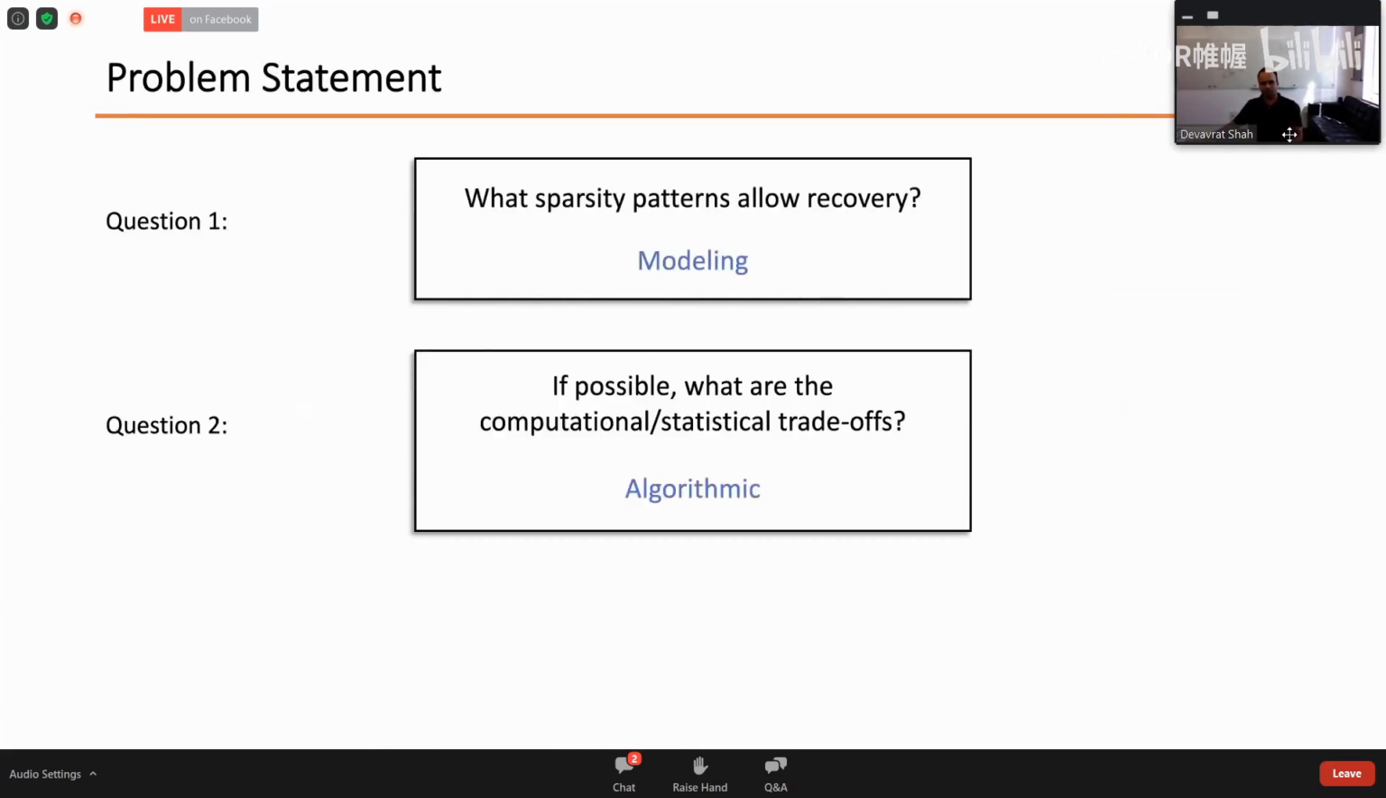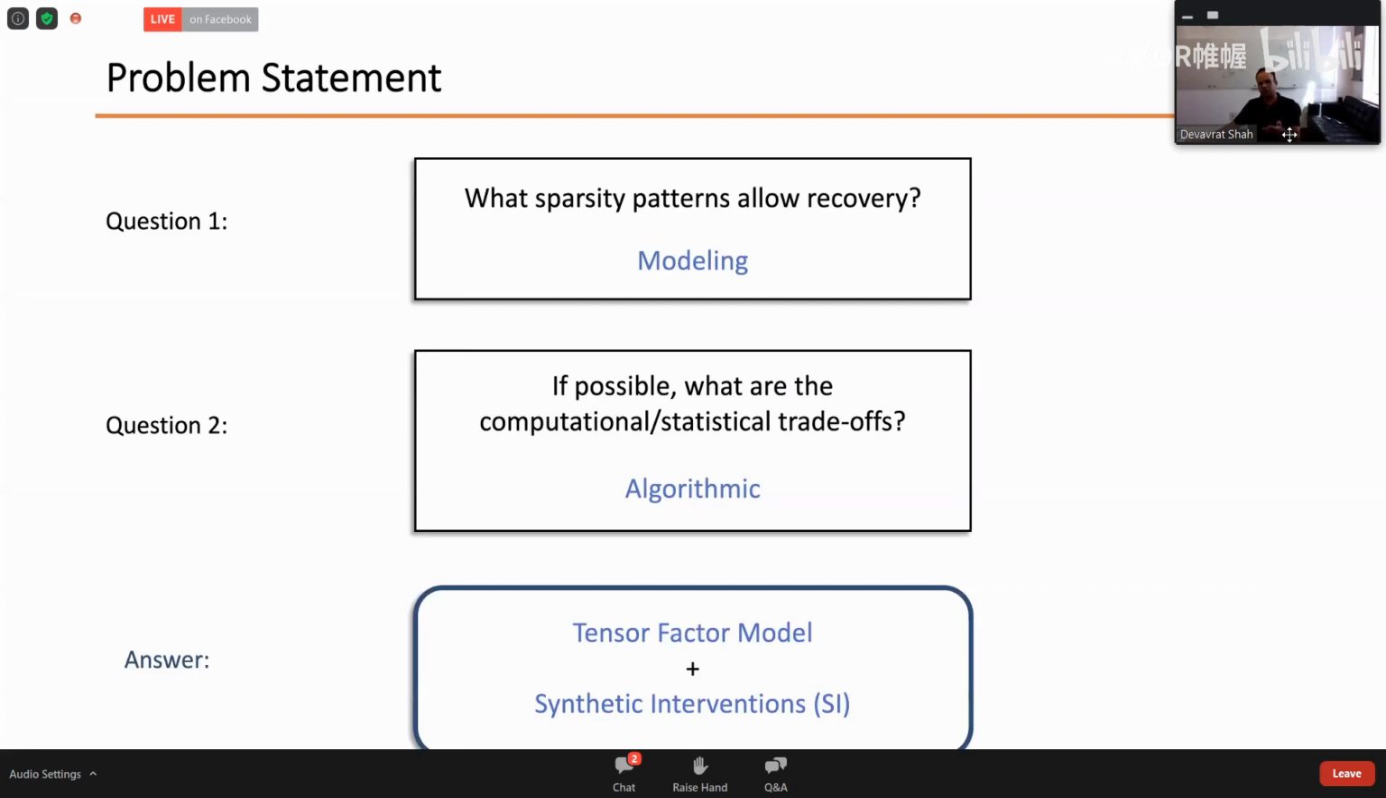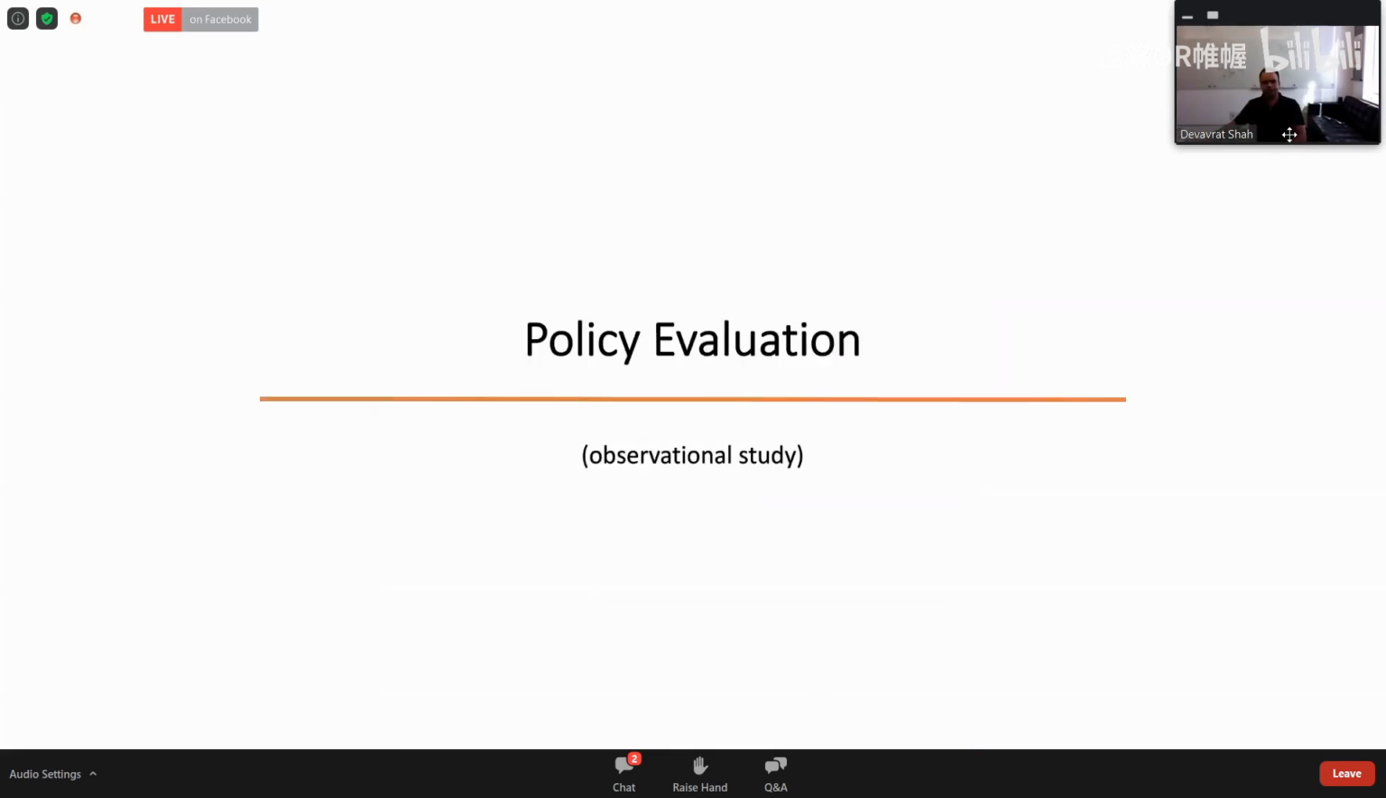So in a nutshell, the question that we are going after is what sorts of sparsity patterns in a tensor can be solved in a statistically and computationally efficient manner. And in this talk, I will discuss synthetic intervention as a method that will try to address this question when the problem can be modeled as a tensor factor model under specific sparsity patterns. Okay, so with that, let's get started.